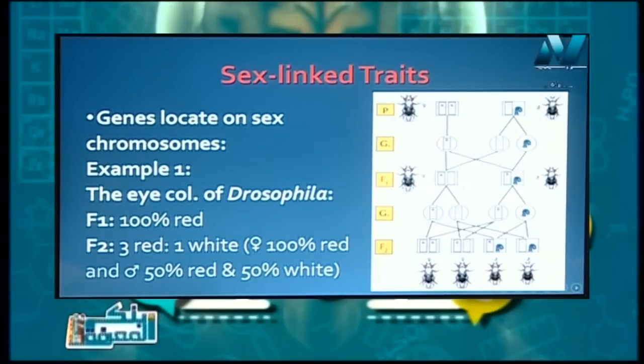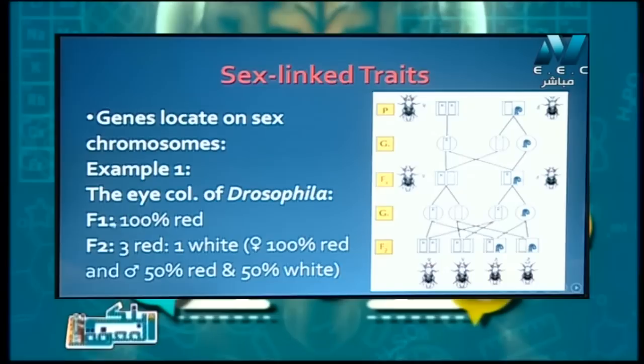After crossing two individuals of the first generation, as usual, we get the gametes: R capital in one gamete and R small in another for the female, and for the male R capital and Y. We get the second generation: R capital R capital, a female carrying the pure character; R capital R small, another female, also red-eyed; R capital Y, a male; and R small Y. And as you see, in the second generation, for all individuals, they are 3 red-eyed to 1 white-eyed.